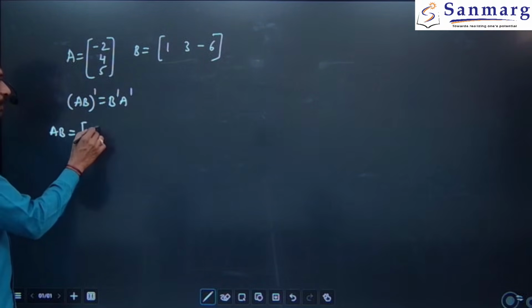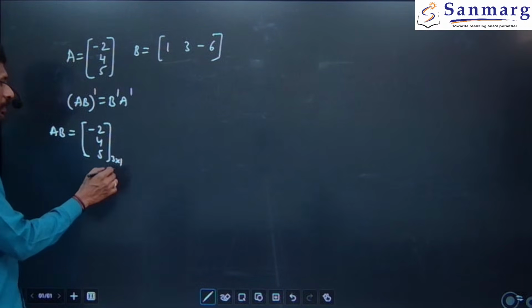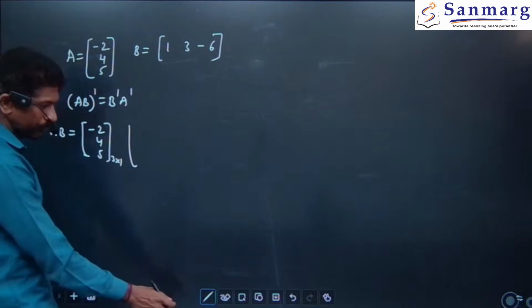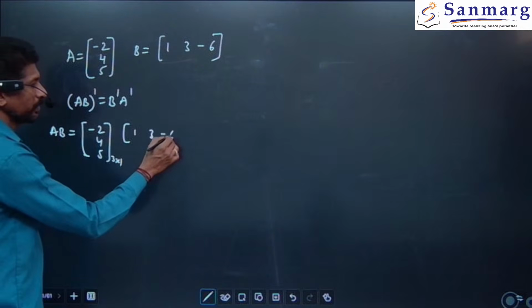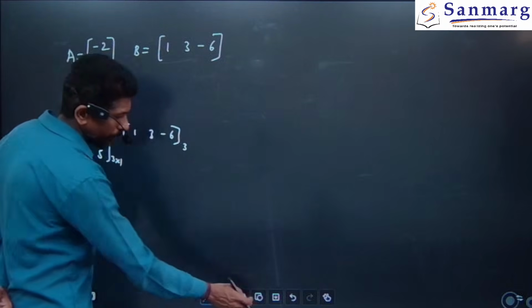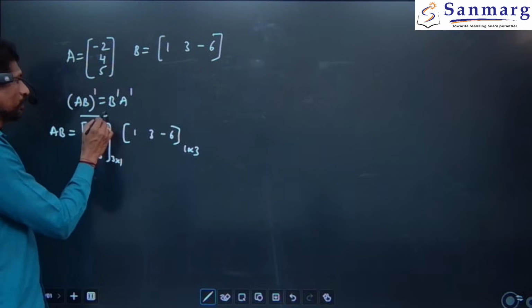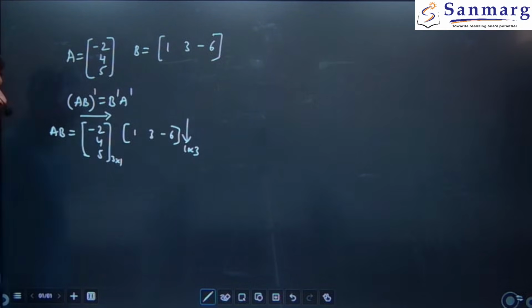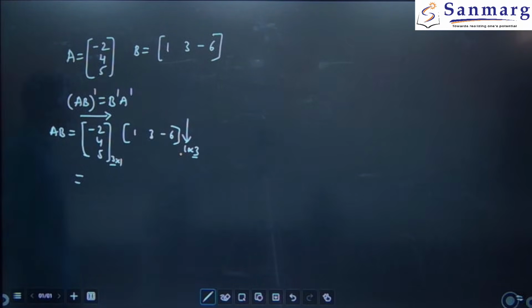AB is nothing but what? Minus 2, 4, 5 is the 3 into 1 matrix. And you have to multiply with what? B matrix now. The B matrix is having 1, 3, minus 6 now. Means 3 into 1 into 3 order is there. 1 row, 3 columns. 3 rows, 1 column. So consider the matrix multiplication now. What? Row into column. So if first matrix is 3 into 1, second matrix is 1 into 3, so automatically the AB order becomes 3 into 3 matrix. That one you have to know.